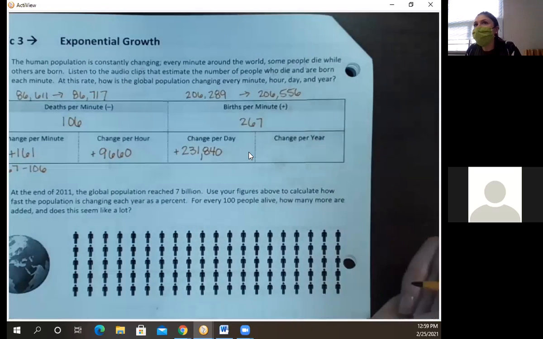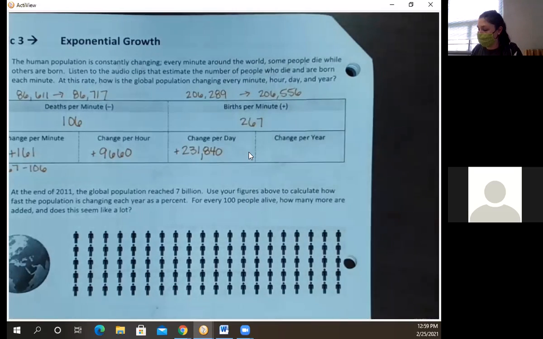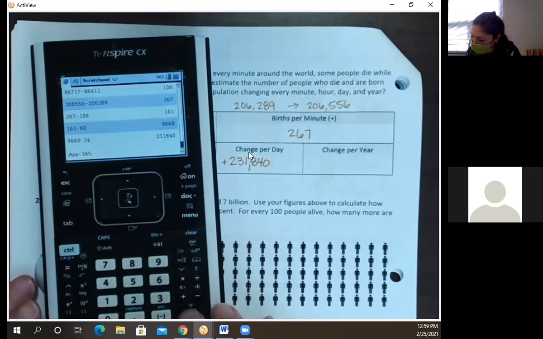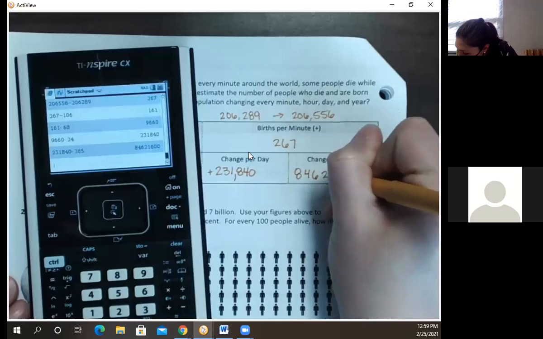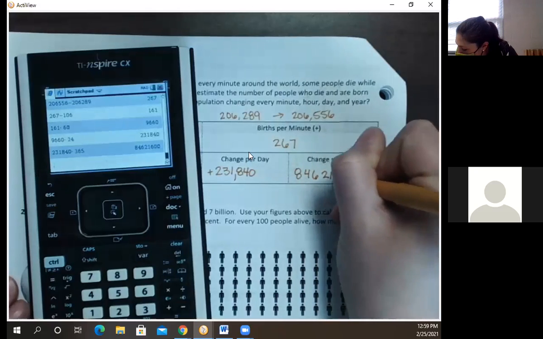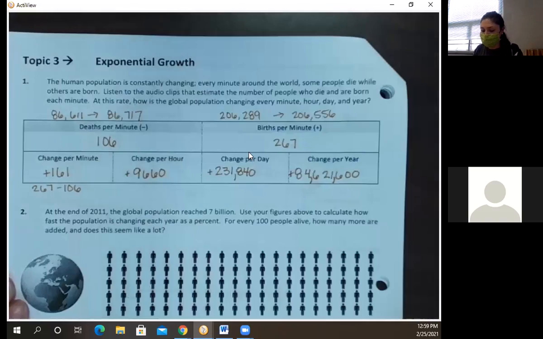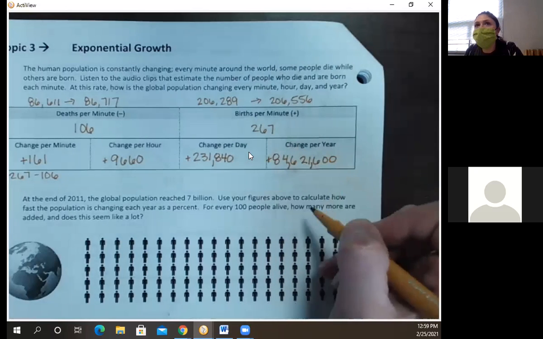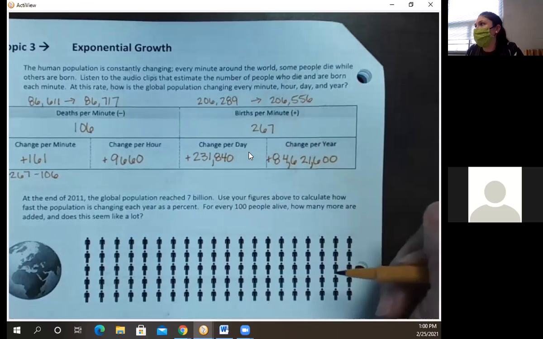And then finally, our change per year. So I have the change per day. Times 365, that would be 8,462,160. We throw some commas in there so we can talk about this a little easier. So over the course of a year, we're looking at a population increase of about 84 million. Okay, 84 million.